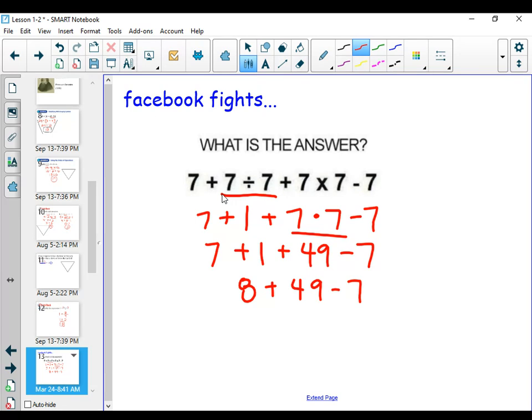Oh no, oh no, oh no. 49 plus 8. Oh, there's no reason I can't do a side problem even if I am doing order of operations.